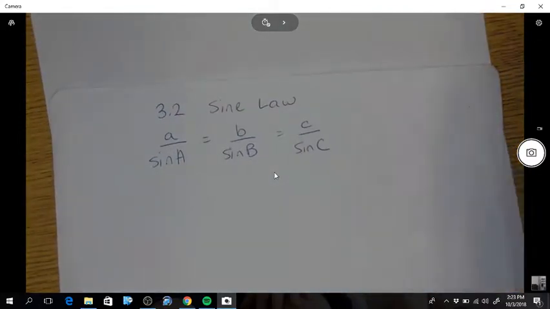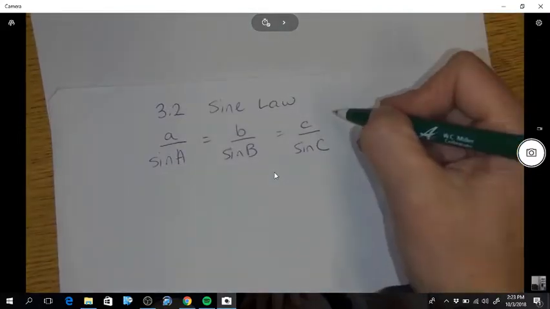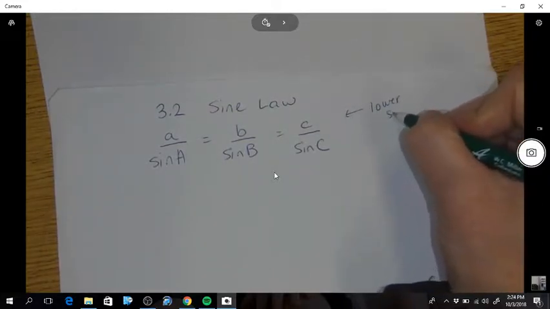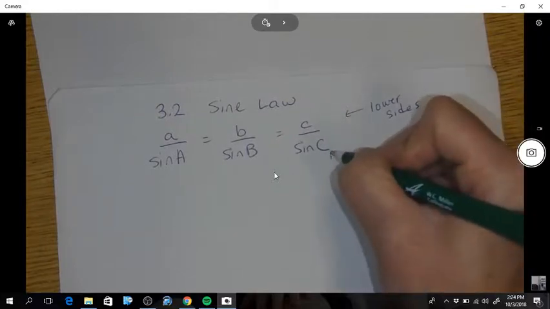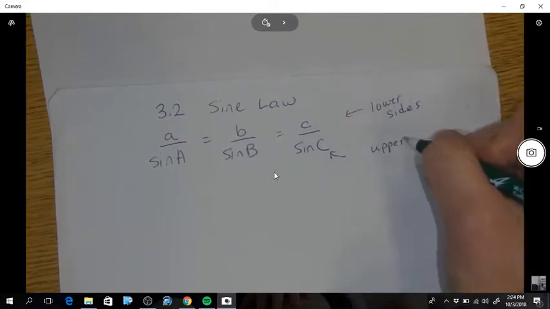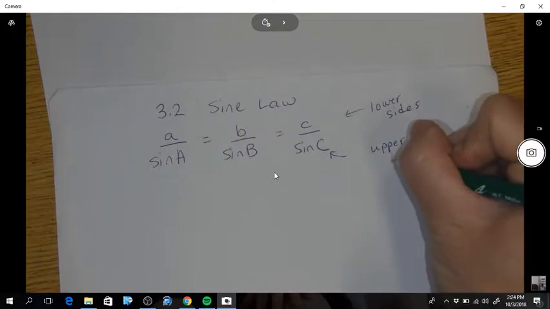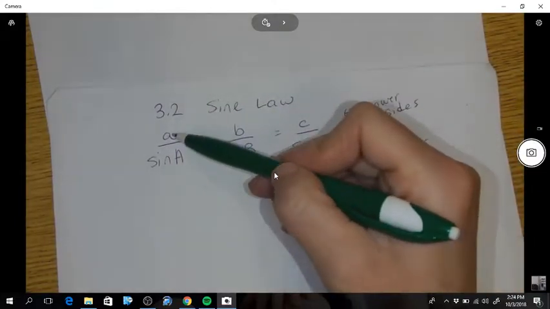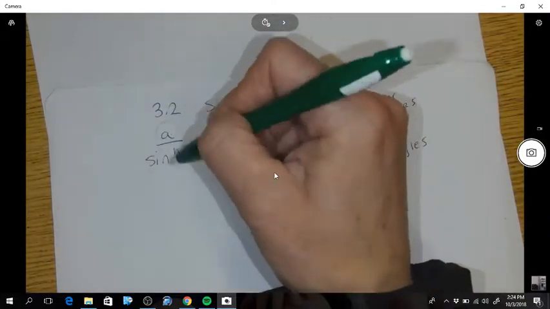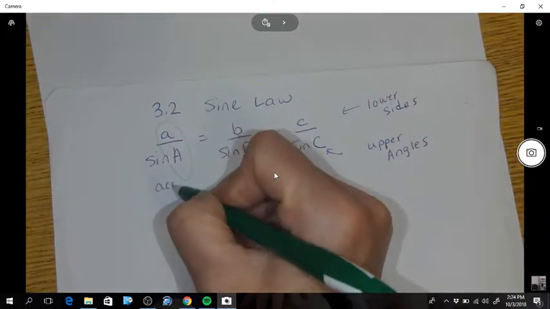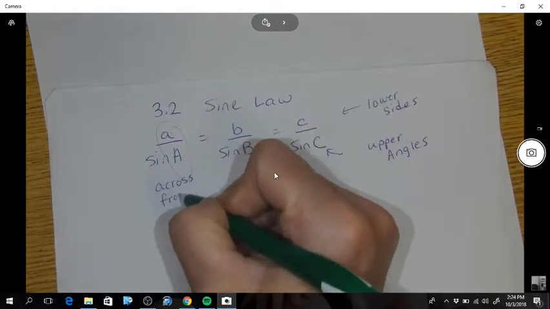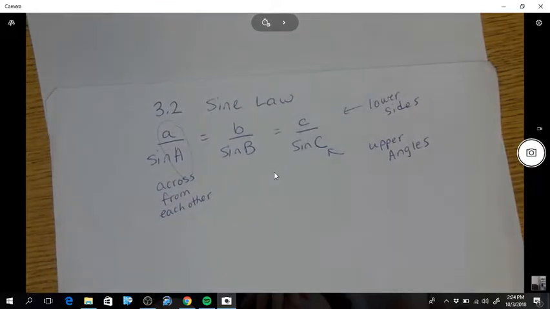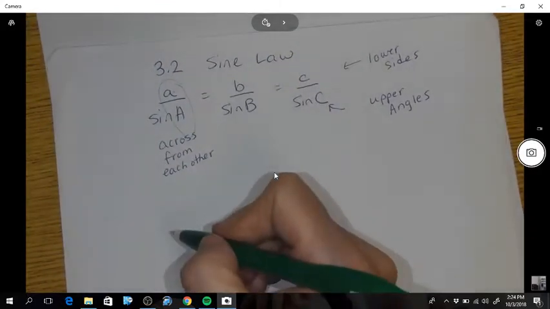Okay, noticing how I wrote this, lowercase letters I wrote on the top, which means those are sides, and uppercase I wrote on the bottoms with the sine because those are angles, angle measurements. Little a and big A, what does that mean? It means those are located across from each other. Okay? All right, let's get into this.